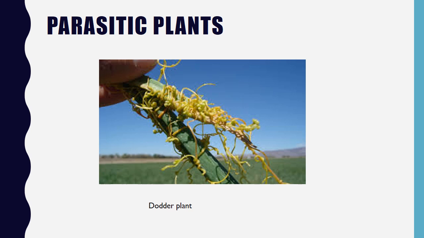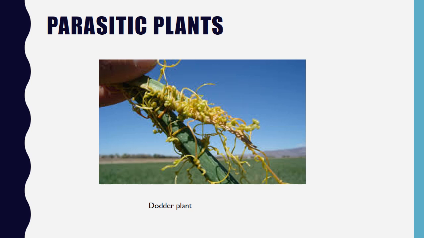As in the previous epiphytic plants we have seen, these orchid plants, epiphytic plants also grow on other plants, but they make their own food. But these parasitic plants do not make their own food. They are completely dependent on the host plant, and this parasitic plant spends its whole life on the host plant.